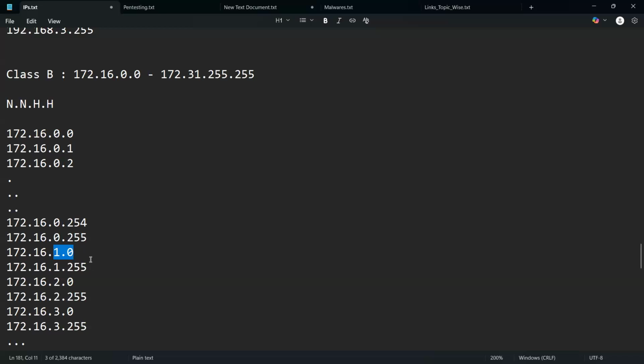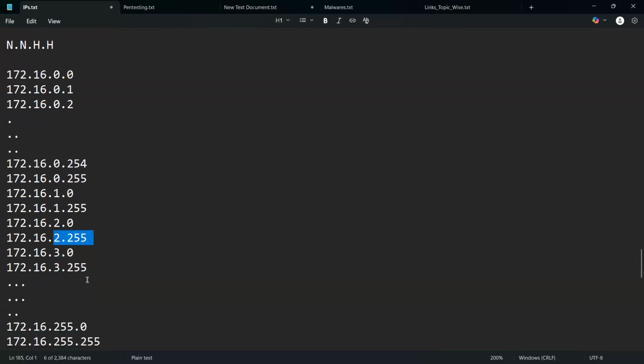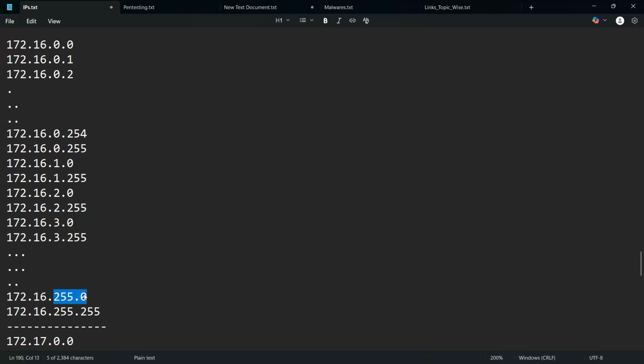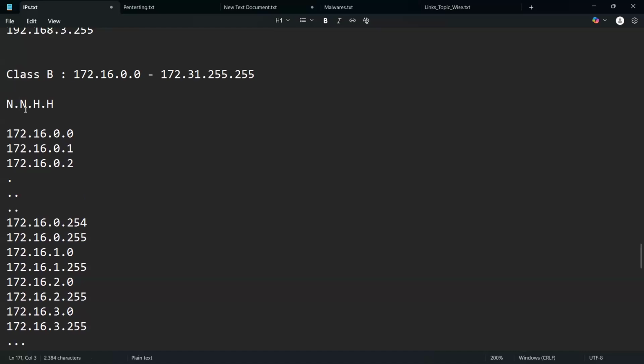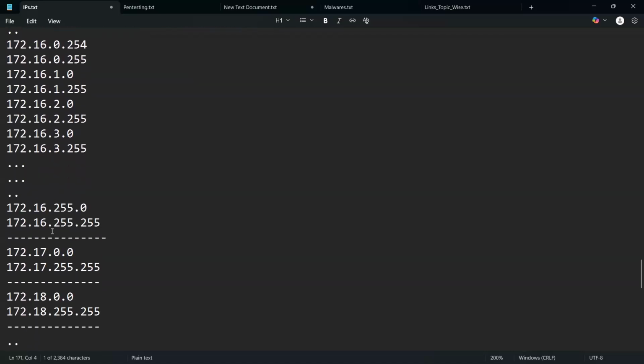1.0, 1.1, 1.2, 1.3, up to 1.255, then 2.0, 2.1, 2.2, 2.3, up to 2.255. All of these still belong to the same network, up to 255.255. Once both these octets are full, they cycle back to zeros and then 16 changes to 17. Whenever there's a change in the network portion, the network divides there. So when 16 changes to 17, the network divides here. This is the last IP in the 172.16 network.